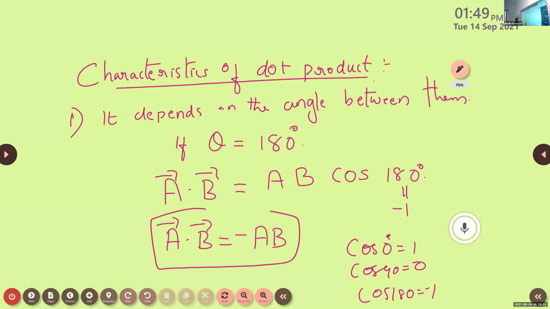So depending upon the value of the angle theta, the product varies. Vector A dot vector B is equal to positive AB if theta is equal to 0. If theta is equal to 90 degree, vector A dot vector B is equal to 0. If theta is equal to 180 degree, vector A dot vector B is equal to negative AB. So this is the first characteristic: dot product or scalar product depends on the angle between them.